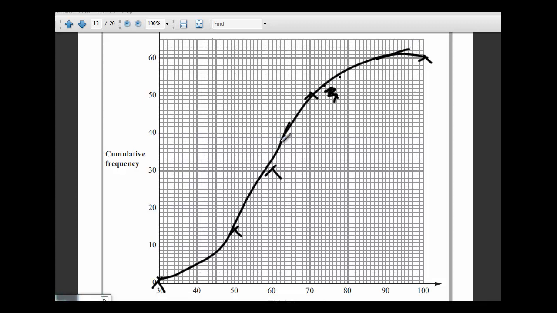And then we want to use our graph to find an estimate for the number of eggs with a weight greater than 63 grams. Well, if we use a ruler and go up from 63 grams and read across, we see that's about 39. So 39 had a weight less than 63 grams. There were 60 eggs in total, so 60 take away 39. There are about 21 eggs with a weight more than 63 grams. If you go anywhere in that region, you'll get the marks.